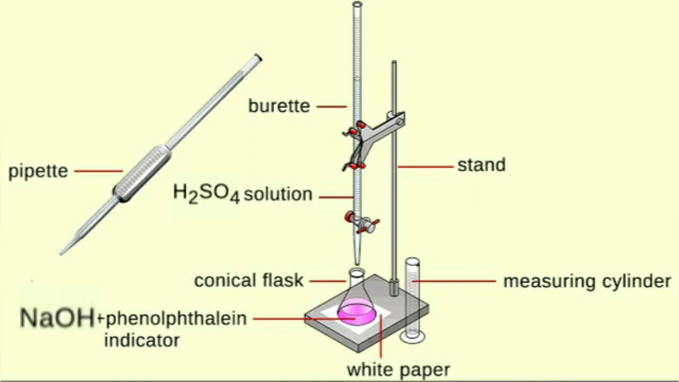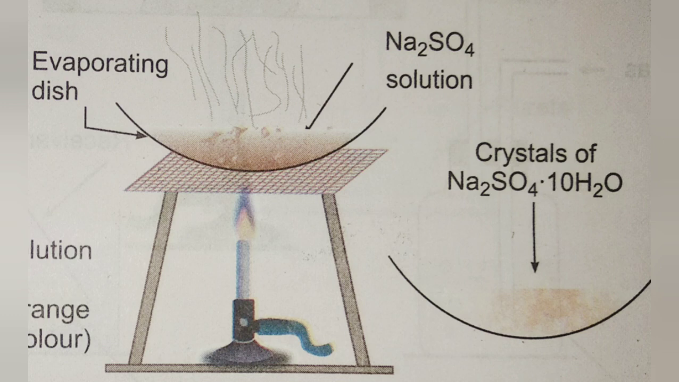A few drops of phenolphthalein are added to the conical flask. The solution in the flask acquires a pink color as it is basic in nature. The sulfuric acid from the burette is added to the flask drop by drop. The flask is shaken continuously. The sulfuric acid is added till the pink color of the solution disappears. Disappearance of the pink color indicates the neutralization of sodium hydroxide, which shows that the reaction is completed.